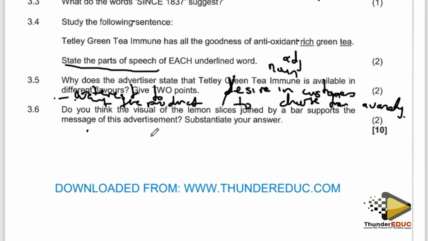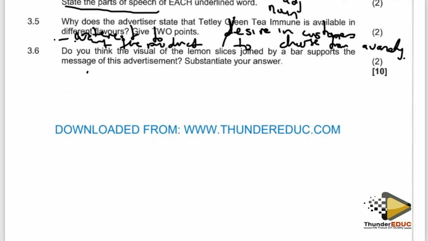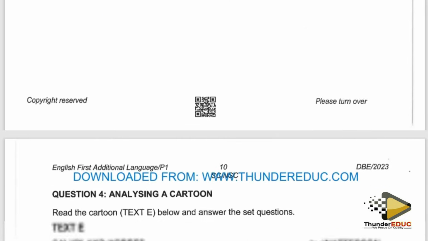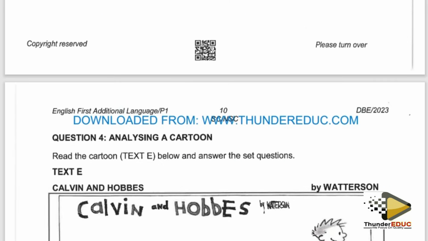For the visual, you are supposed to specify lemon, and what does it do to the system? For the bar, how is it balanced, and what will be the balance? So those are your 2 marks. That is our advertisement. Let's go to our cartoon.